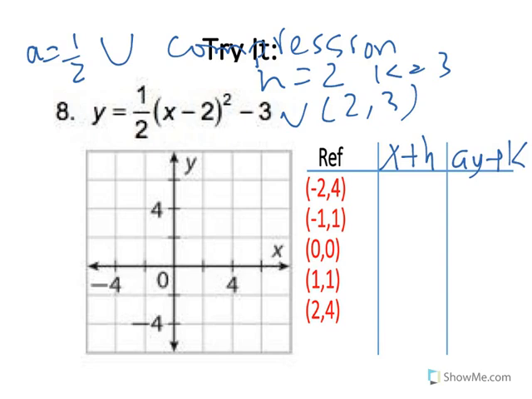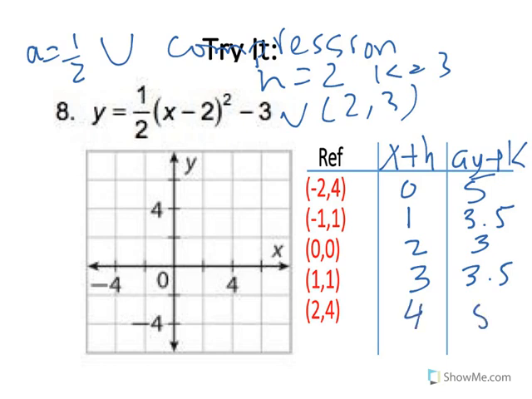So negative 2 plus 2 gives us 0. 4 times half is 2, plus 3 gives us 5. Negative 1 plus 2 is 1. Half plus 3 gives us 3.5. So 2 and 3. 1 plus 2 gives us 3. Half plus 3, so this is also 3.5. And 2 plus 2 gives us 4, half of 4 is 2, plus 3 gives us 5.